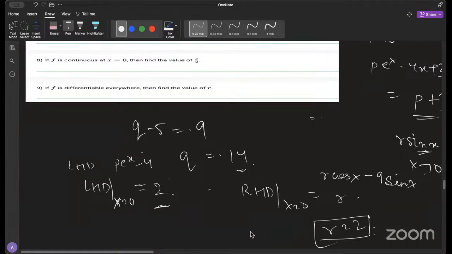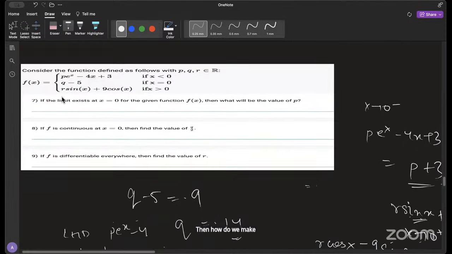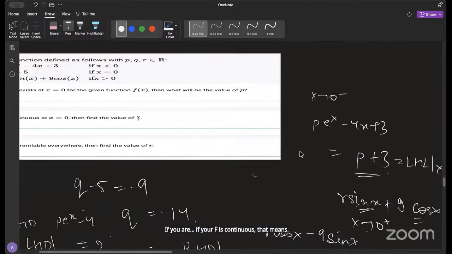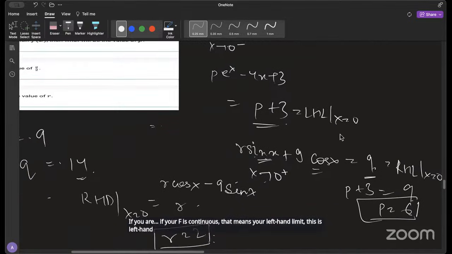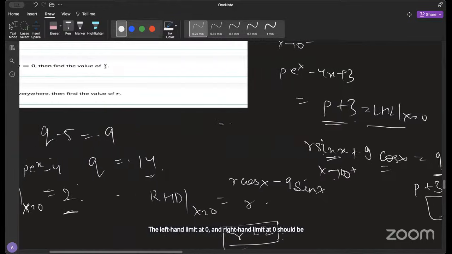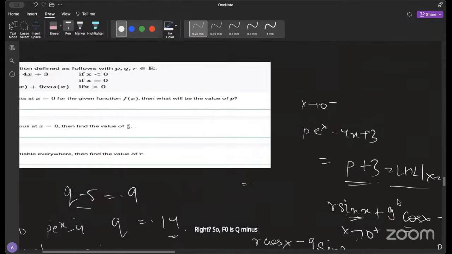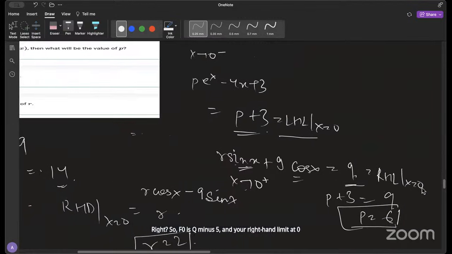Madam, how about the second part? Like the eighth question, if f is continuous at x equal to 0, then how do we make it? If your f is continuous, that means your left hand limit at 0 and right hand limit at 0 should be equal to f of 0, right? So your f of 0 is q minus 5 and your right hand limit at 0 is 9.